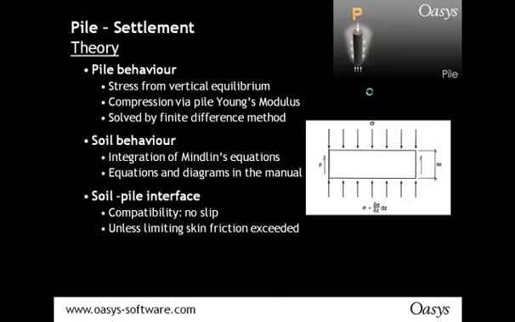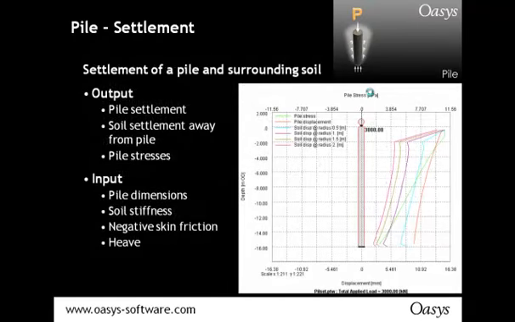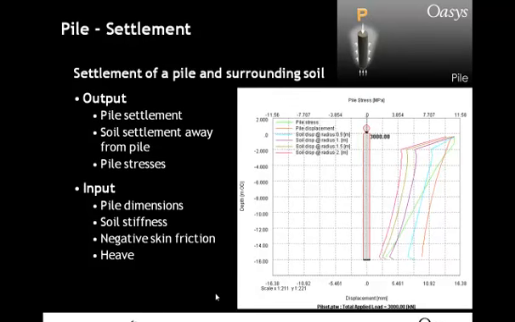If we think about the soil behavior, I mentioned that it's a continuum model, so it's an integration of Mindlin's equations. And for the soil pile interface, we get compatibility unless limiting skin friction is exceeded. So, in summary, the settlement aspect of Pile outputs the pile settlement, the soil settlement away from the piles, and the pile stresses. And this is based on inputs such as pile dimensions, soil stiffnesses, and negative skin friction and heave. So with everything we've discussed, and having a look at theory for settlement, it would be really good for you to go into the program and understand how it works.